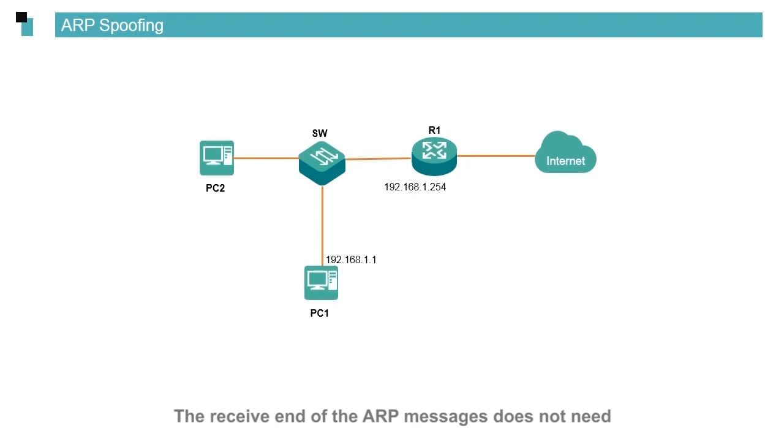The receive end of the ARP messages does not need to send an acknowledgement message to the transmit end. PC1's gateway is 192.168.1.254. When PC1 accesses the Internet through a router, PC2 sends an ARP message to PC1. In this message, the source IP address is set to the router's IP address, and the source MAC address is set to PC2's MAC address.